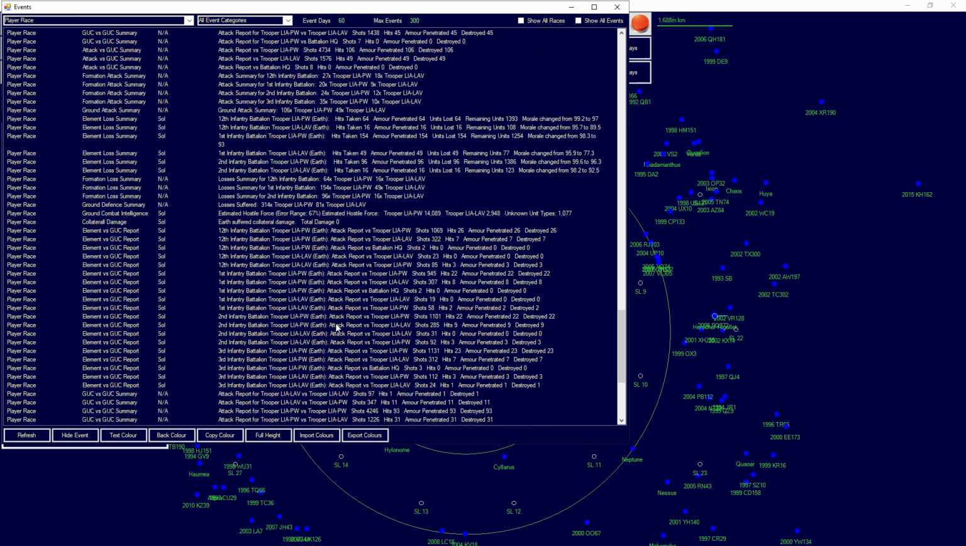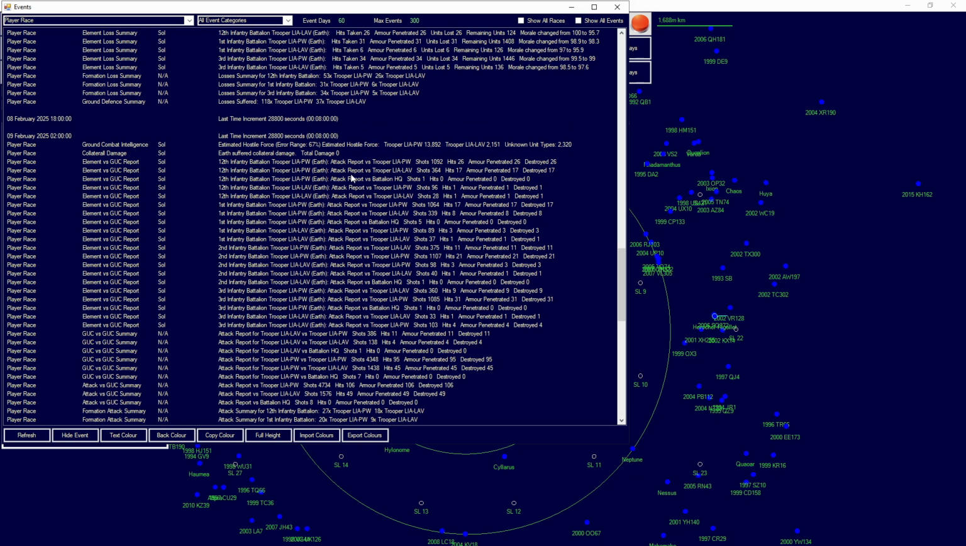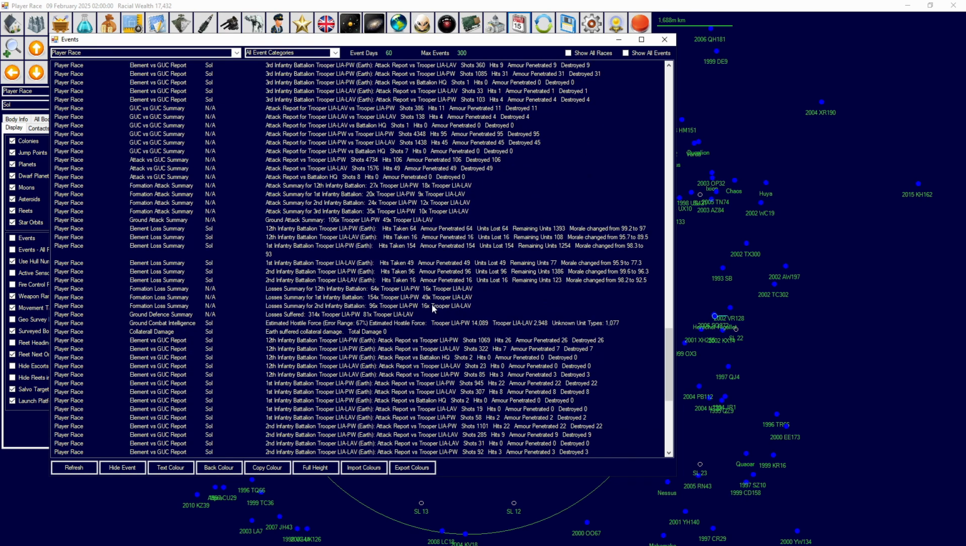So here we go. So attack summary. There were 2 different combat rounds there. So we are the player race. Okay, we can go right down here. There's a lot to look at. So this is the amount of losses we suffered. We suffered 314 troopers and 81 trooper LAV. These guys. So we took about 400 losses. Okay, 400 losses.